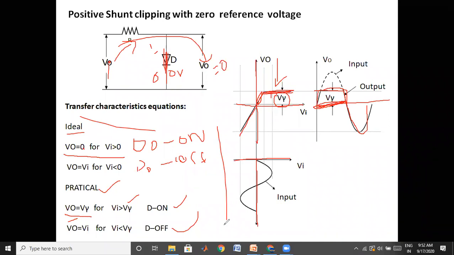If in the exam they ask you to explain the positive shunt clipper, you have to explain the circuit diagram, draw the output waveform, and also explain the transfer characteristics. You have to write the transfer characteristics, the output waveform, and explain the circuit diagram: in the positive cycle what happens and in the negative cycle what happens. Everything you have to explain. I think you are clear with this concept.